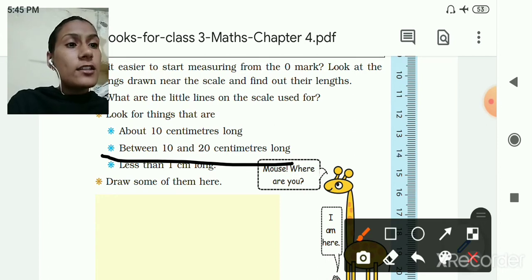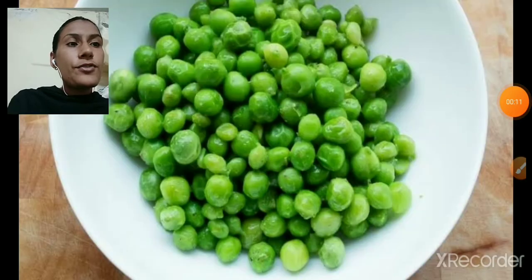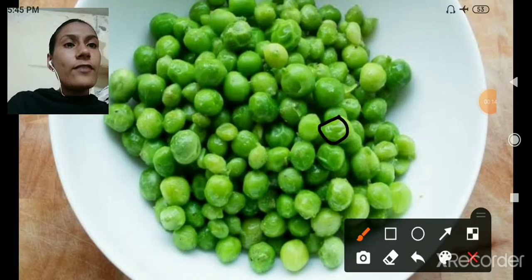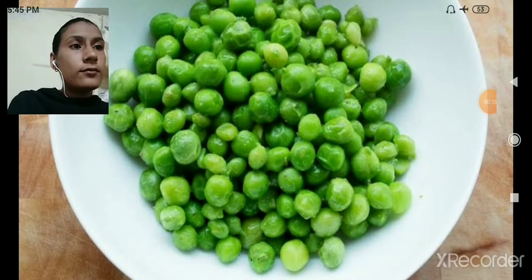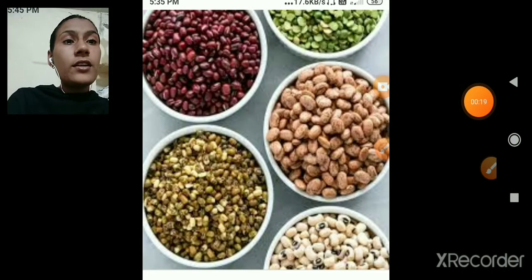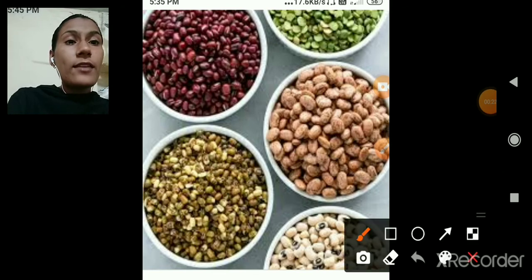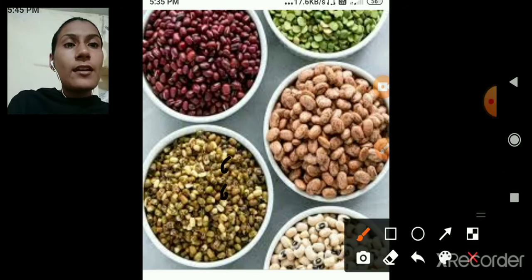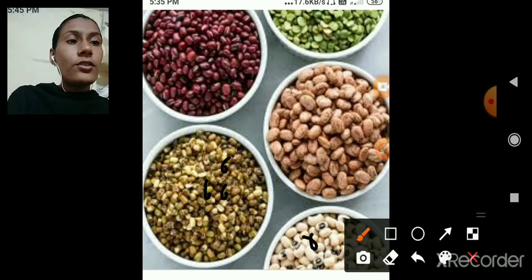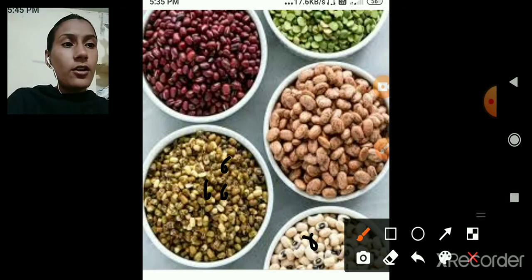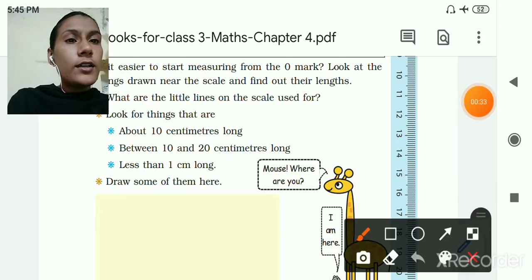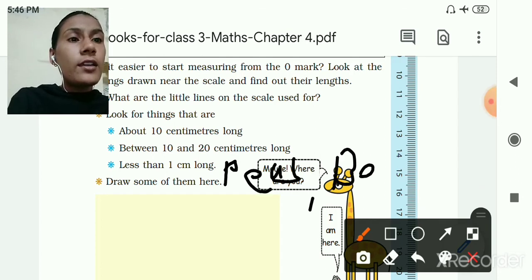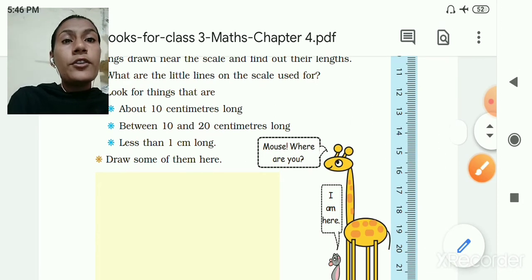Now less than 1 centimeter long, you can see this piece that is less than 1 centimeter long. Then these different types of beans are also less than 1 centimeter long. So here, less than 1 centimeter long, that is peas, P-E-A-S, and then beans, B-E-A-N-S. So draw some of them here.